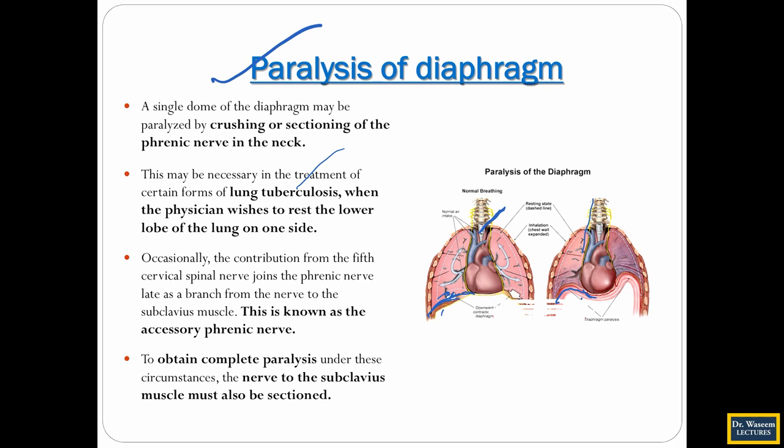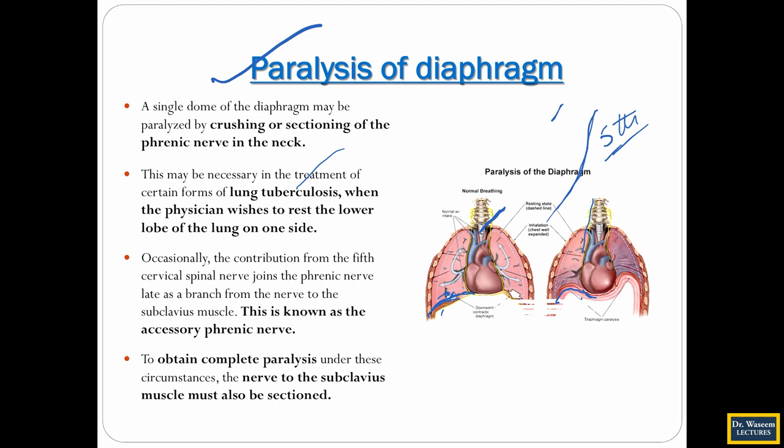Occasionally there is a contribution, because you know that the contribution is from the fifth cervical nerve, which gives a separate nerve called the accessory nerve. So sometimes this can happen also. So if you want to paralyze the dome of the diaphragm, you have to cut both the main phrenic nerve as well as the accessory phrenic nerve, if it is present at all.